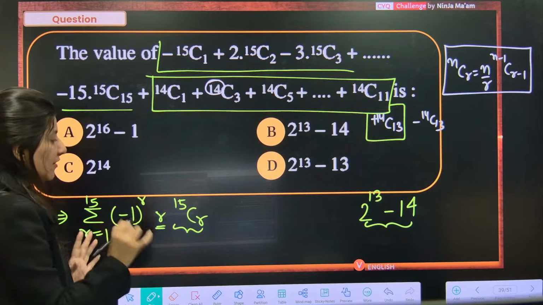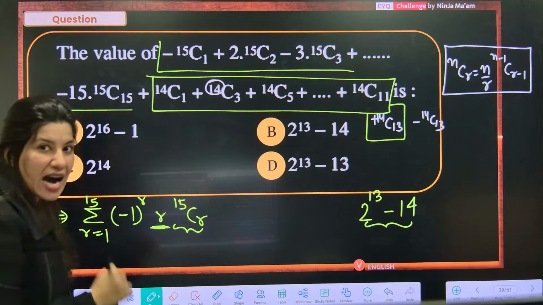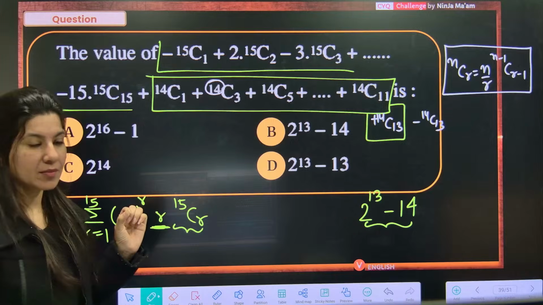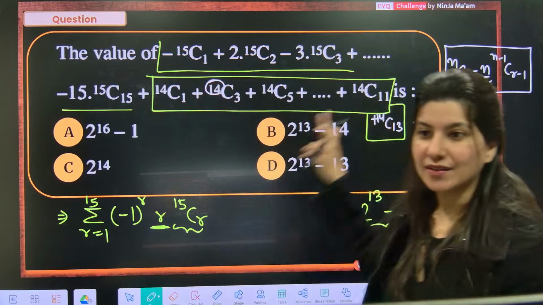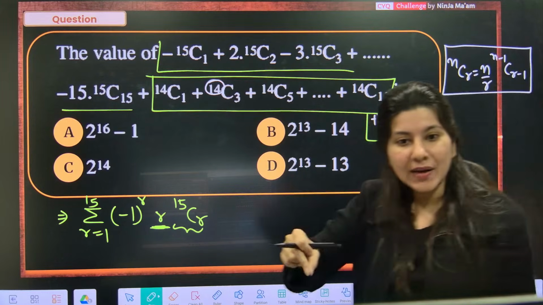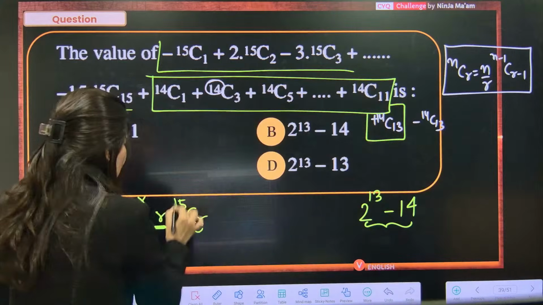See, whenever you see NCR is getting multiplied with R or R square, this most underrated property, please remember. I am telling you when to apply this property: whenever you see NCR is getting multiplied with some other constant and sigma is also there. Okay. So I am going to apply this.